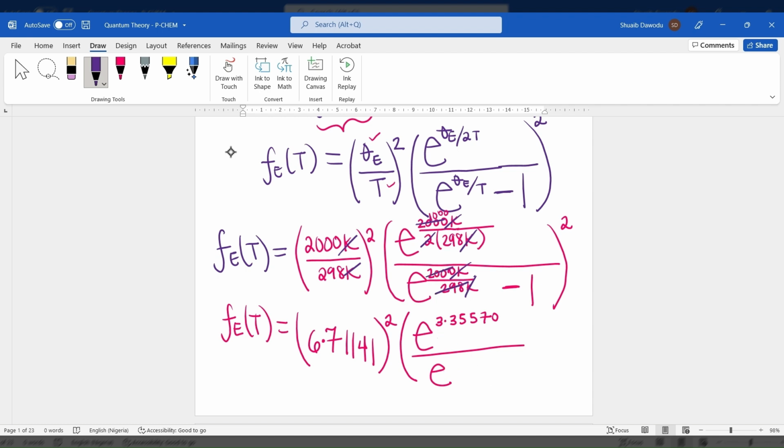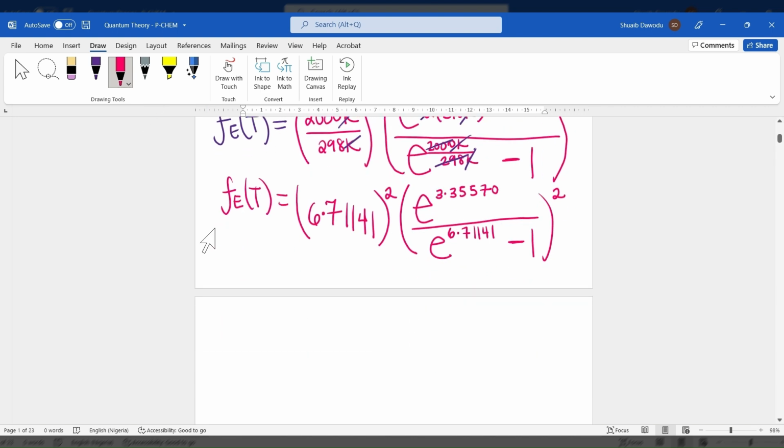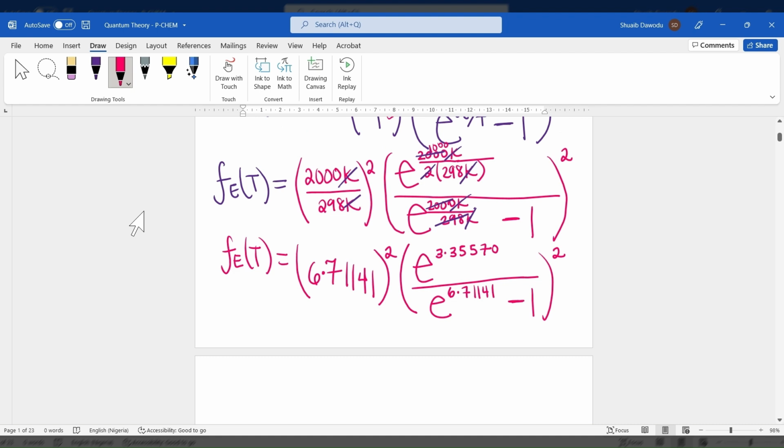cancel out this. So e raised to the power of 6.7114, 6.71141. So minus 1, and all of this all squared. So of course, we do what we know how to do best. We're going to input this information in our calculator.